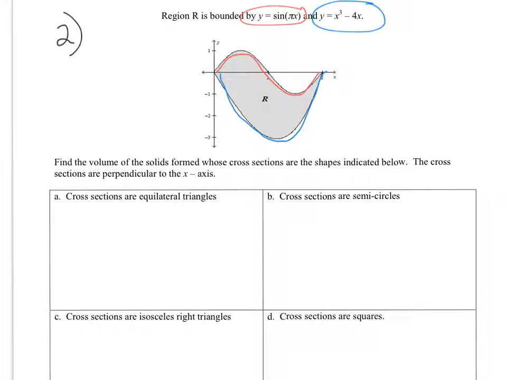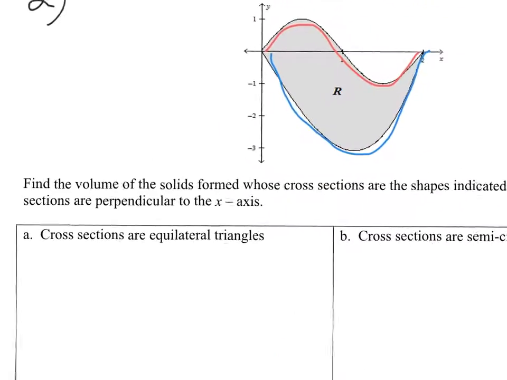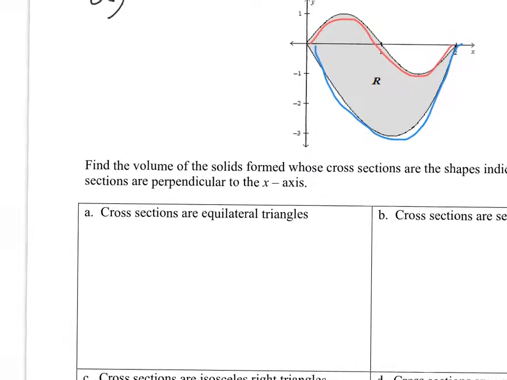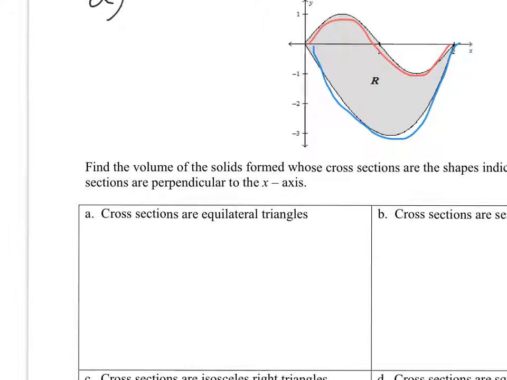So if I go ahead and take a look at one of these, and I think if we do one example, you're going to get the idea of how you can apply the formulas that we derived in class. So I actually am going to start with those. I'm not going to rederive everything. I want to find the volume of the solid formed when all the cross sections are equilateral triangles.